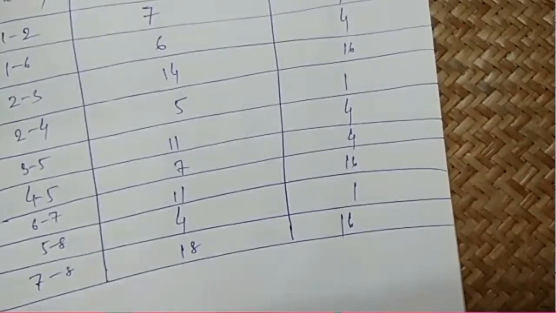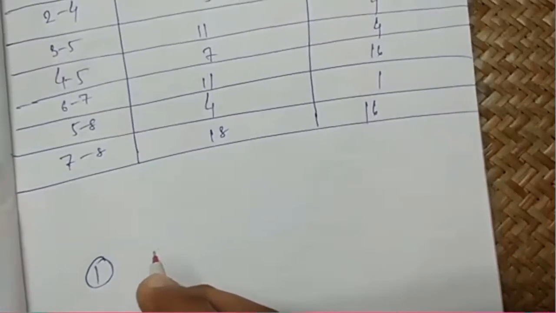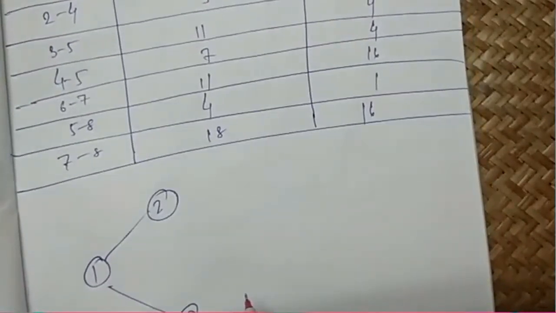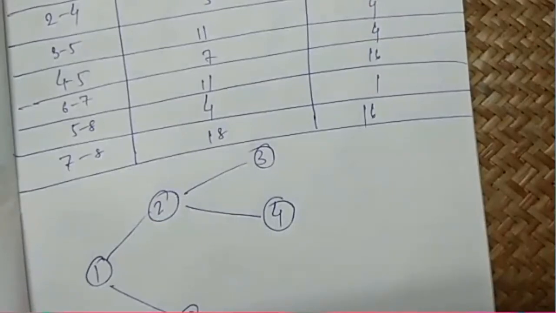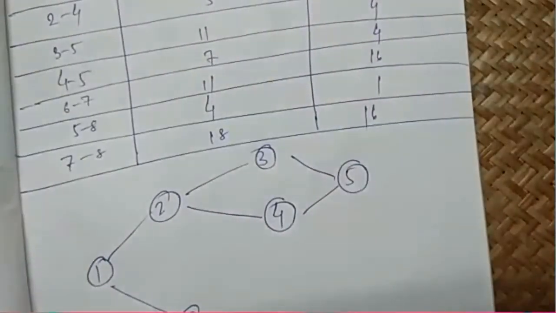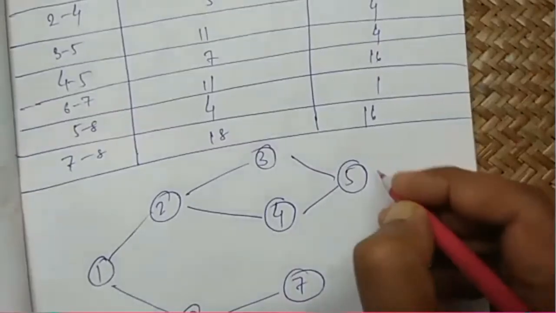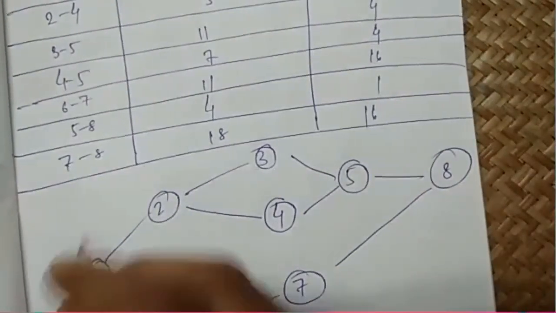Now if you do so, then you can draw the project network with these TEs, as we said in the procedure. The process is similar to CPM. So if we draw the network, from 1 there will be 1-2 and 1-6. From 2, that will be 2-3 and 2-4. And 5 starts from 3 and 4. From 6 it goes to 7. Now from 5 and 7 we get 8. Okay, this is the network.